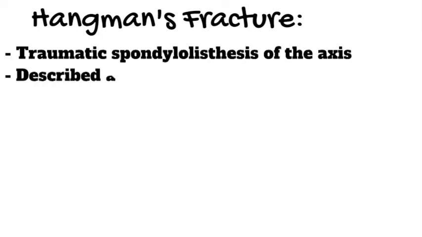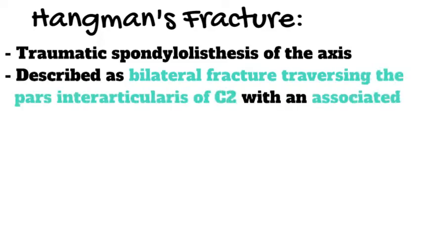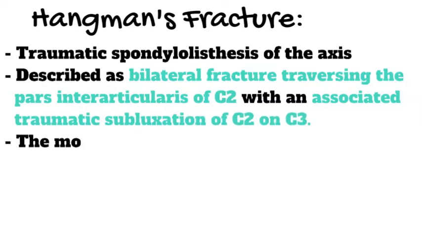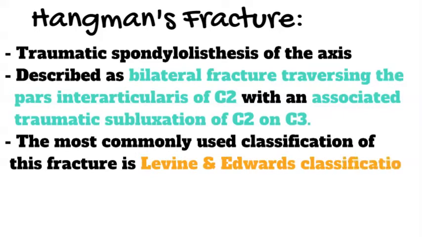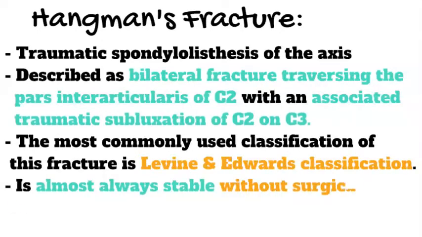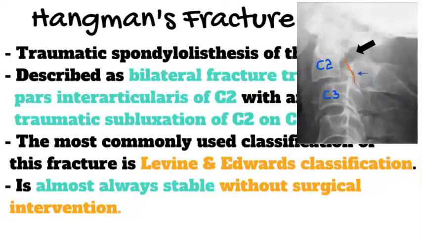Regarding Hangman's fracture, it is a traumatic spondylolisthesis of the axis. It is described as a bilateral fracture traversing the pars interarticularis of C2 with an associated traumatic subluxation of C2 on C3. The most commonly used classification of this fracture is the Levine and Edwards classification. It is almost always stable without needing surgical intervention. This X-ray of the cervical spine shows a traumatic subluxation of C2 over C3.